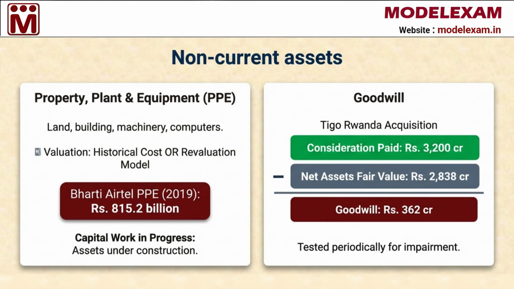In our case study, Bharti Airtel reported PPE of rupees 815.2 billion. Then we have Goodwill. This is an intangible asset that arises when a company acquires another business. For example, when Airtel acquired Tigo Rwanda, they paid a consideration of rupees 3,200 crores. However, the net assets fair value was only rupees 2,838 crores. The extra amount paid, which is rupees 362 crores, is recorded as goodwill.